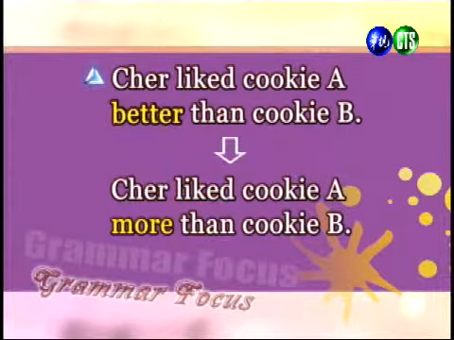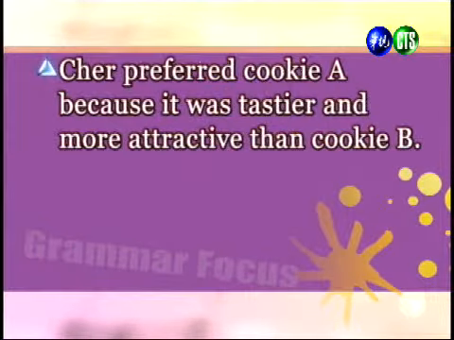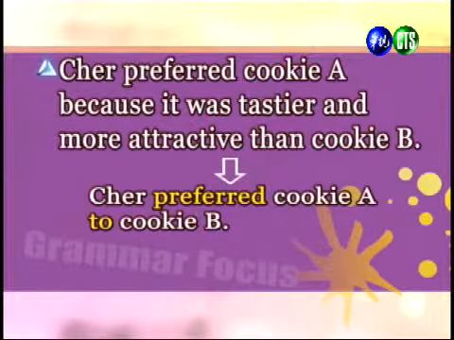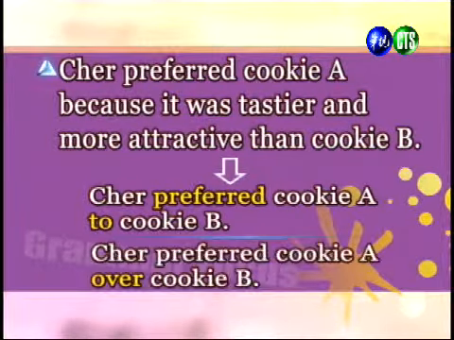All right, let's take a look at another sentence. We have this long sentence. We're going to shorten it now into just Cher preferred Cookie A to Cookie B. And another thing that we can do is change the word to, and we can just have Cher preferred Cookie A over Cookie B.